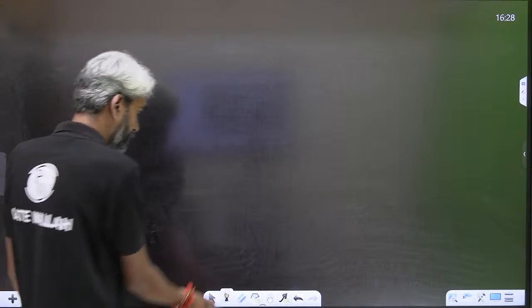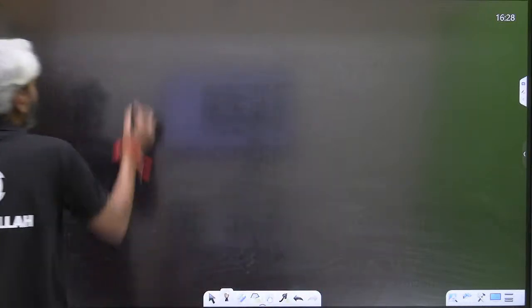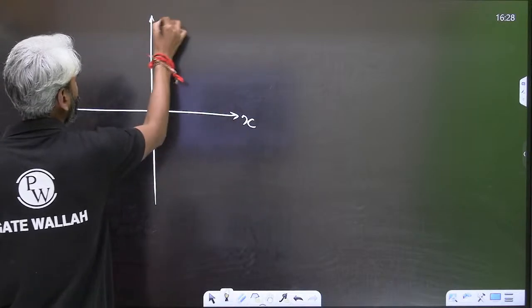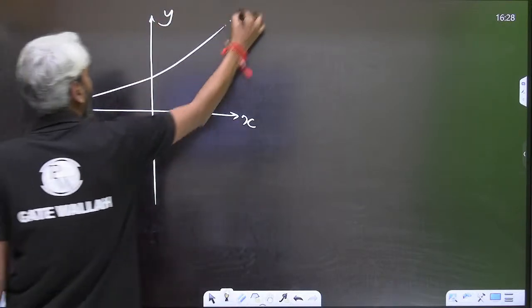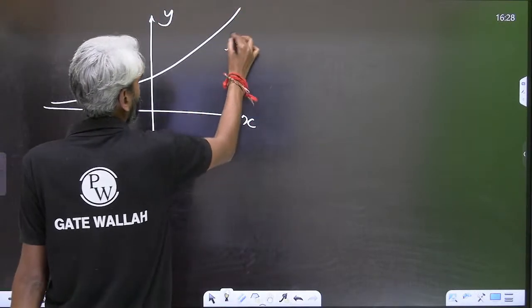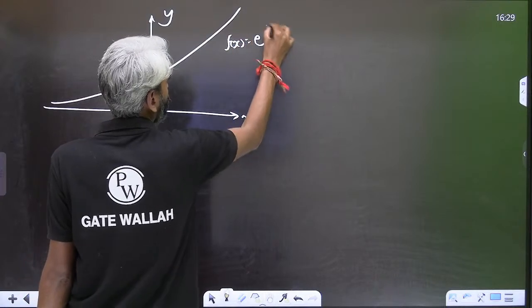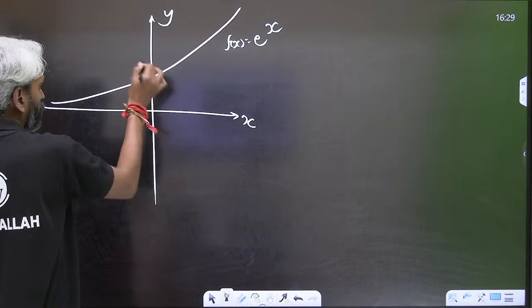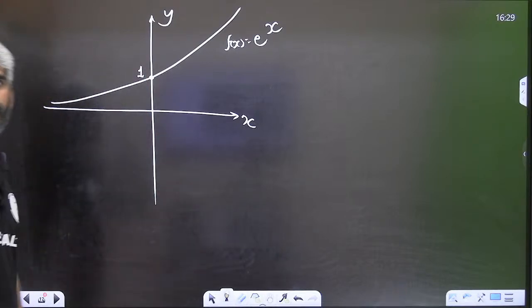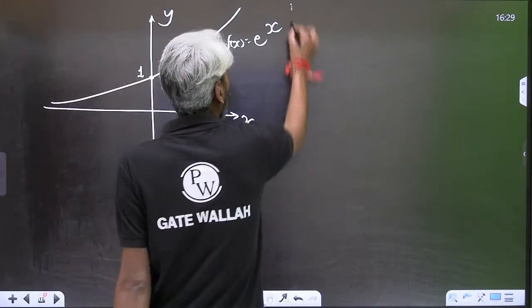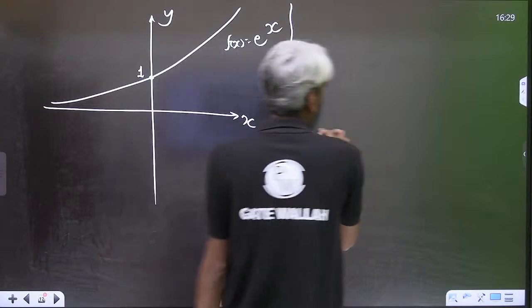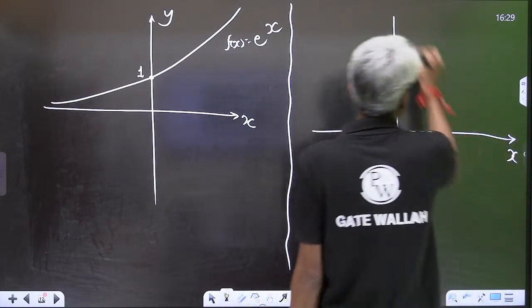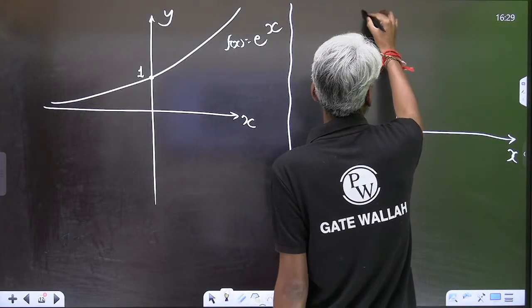Similarly, this is the graph for the function e raised to the power x. At x equals 0, this value will come out as 1. Now this is the graph for the function log x.